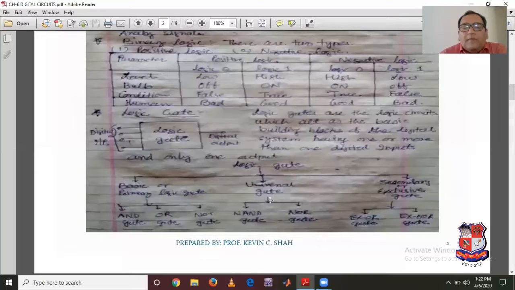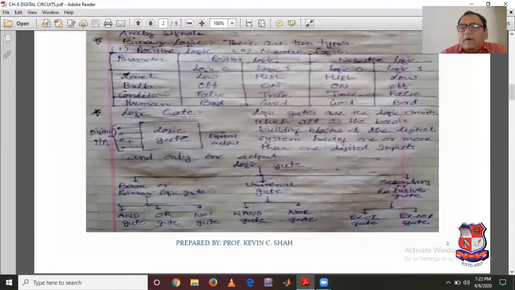Universal gate, there are two types of universal gate, named NAND gate and NOR gate. Universal gate is a gate with the help of which we can obtain any type of logic gate. It means here only two gates are available. NAND gate is a universal gate because with the help of NAND gate we can design any type of logic gate, or we can say with the help of NOR gate we can design any type of gate. That's why NAND gate and NOR gate both are universal gates.